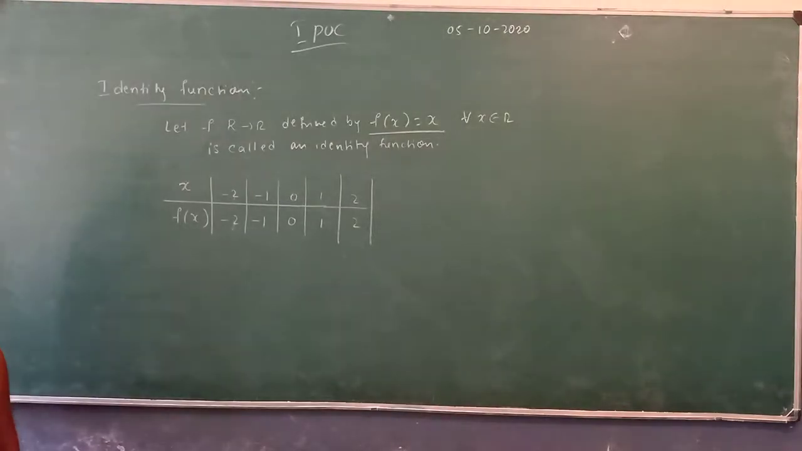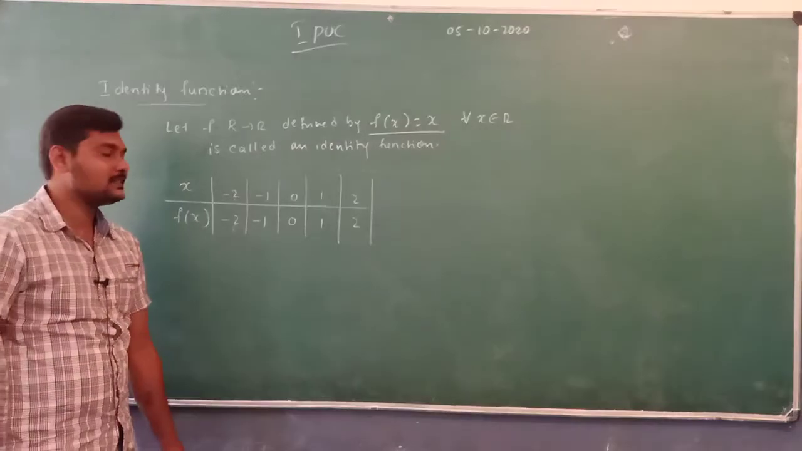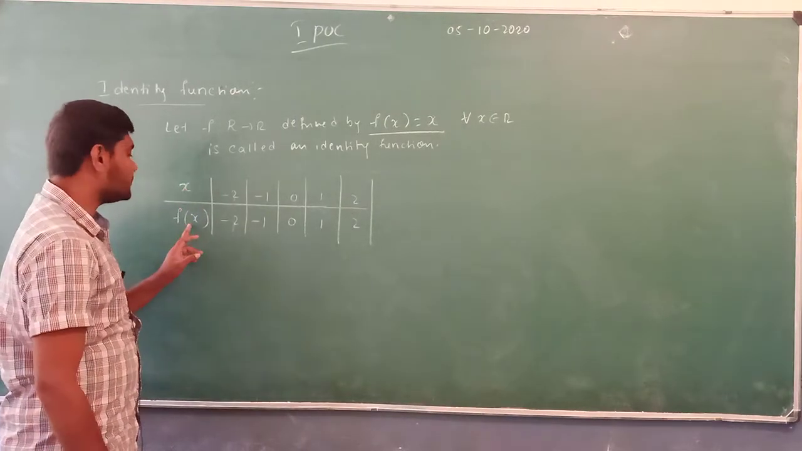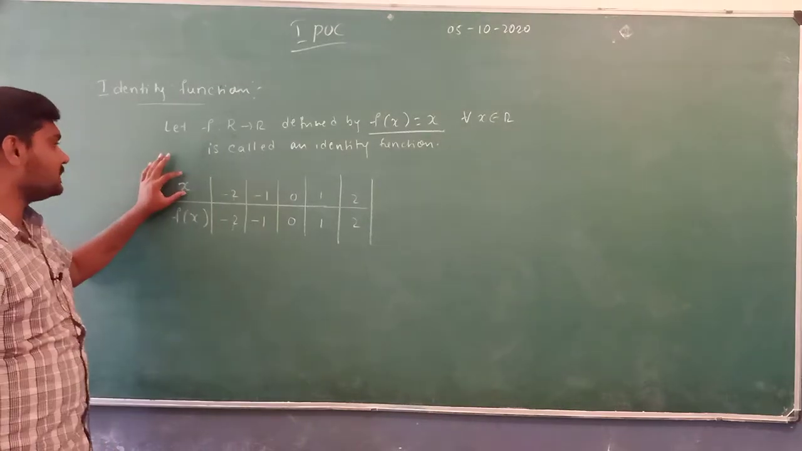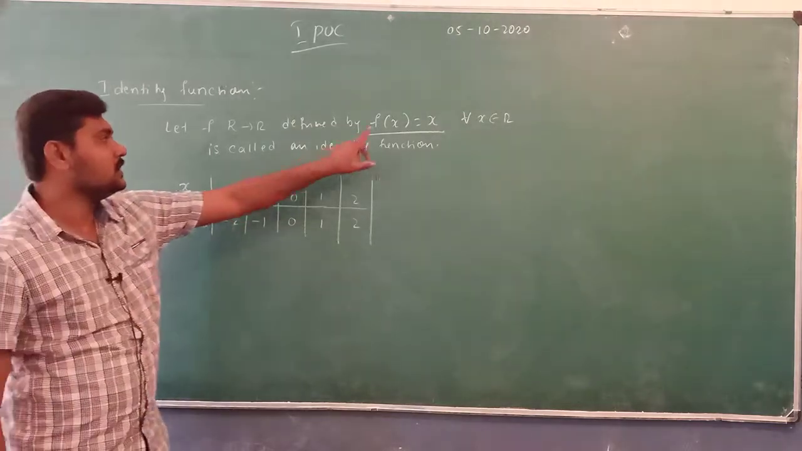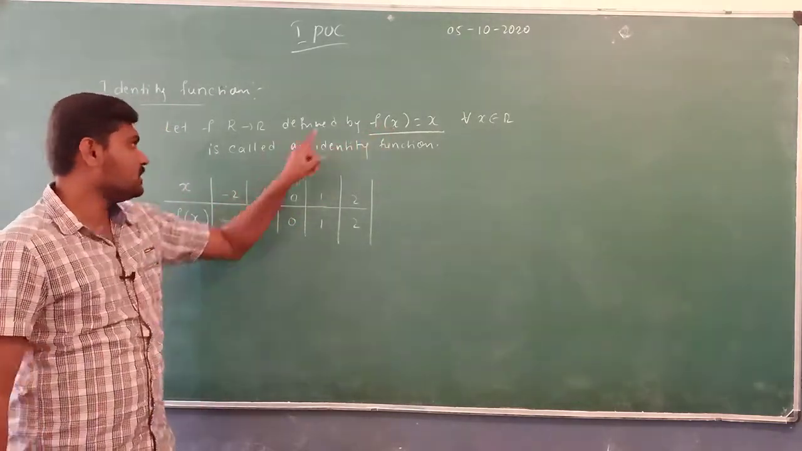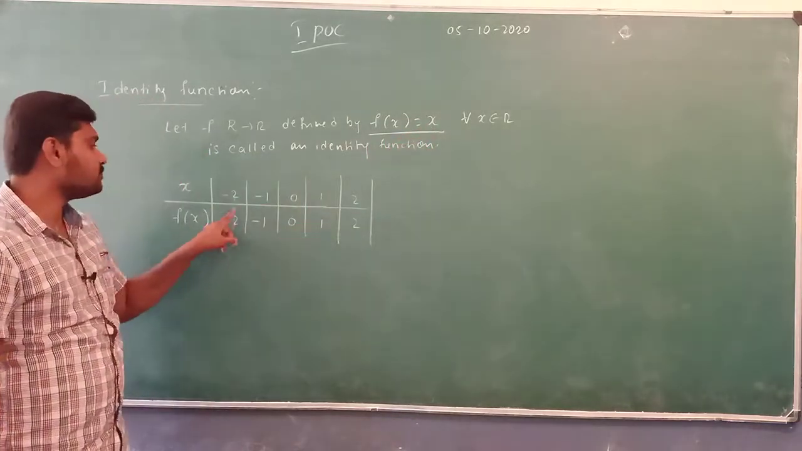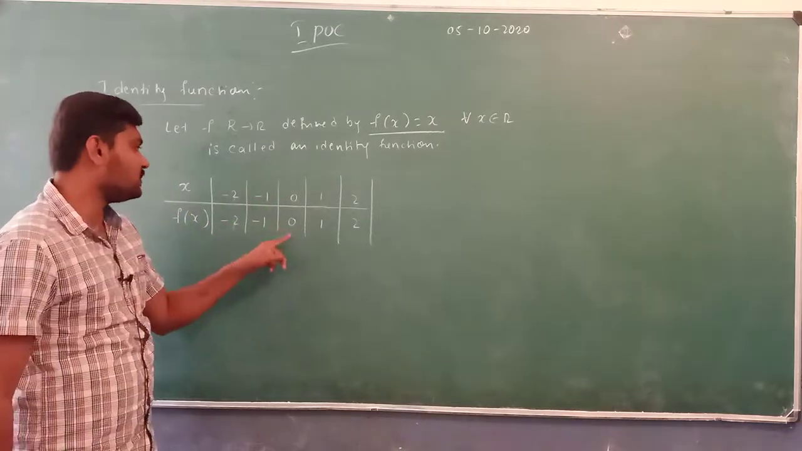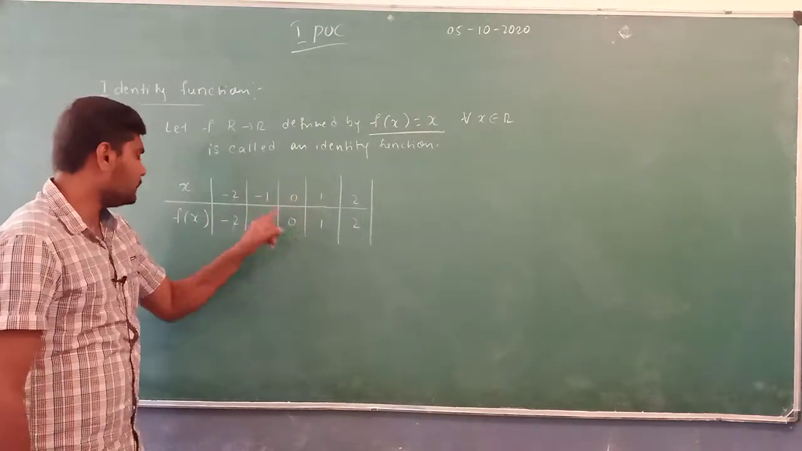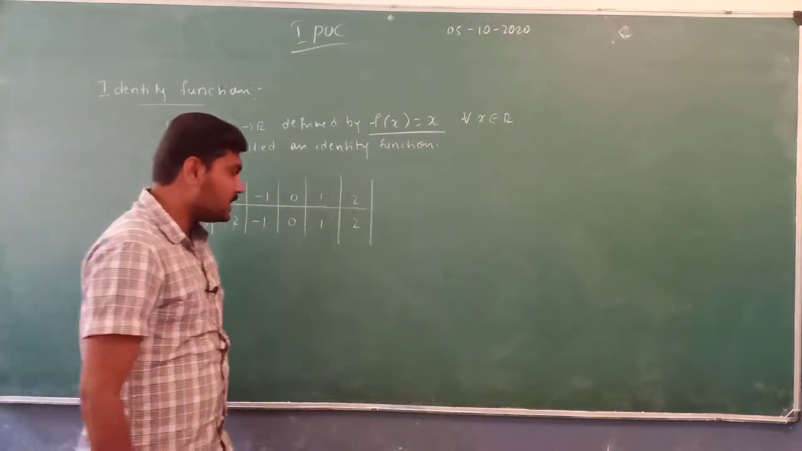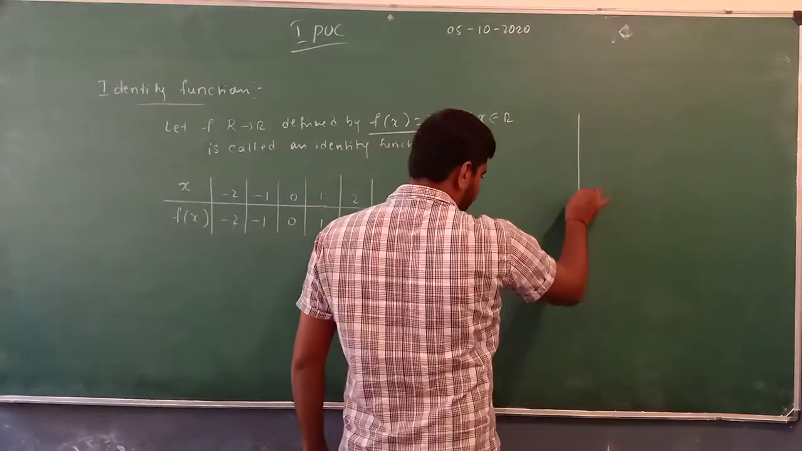I think you are familiar with drawing the graph from the previous classes. So here x and f of x, where x is the domain and f of x is the codomain. Suppose we choose x is equal to -2, then f of x is going to be -2. And x is equal to -1, f of x is equal to -1, x is equal to 0, f of x is equal to 0, x is equal to 1, f of x is equal to 1, x is equal to 2, f of x is equal to 2. So we need to draw the graph for this function. Here it's going to be the graph.